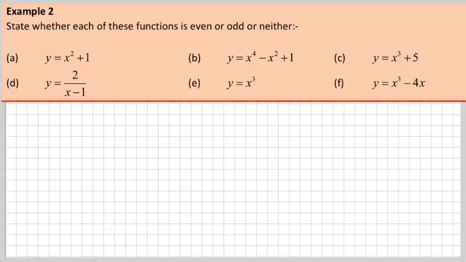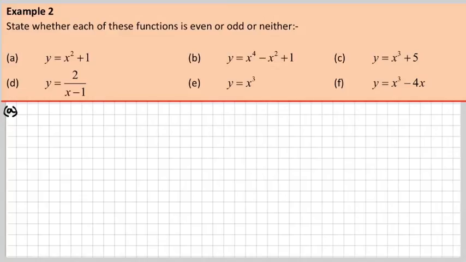Okay, example 2, we have to state whether each of these functions is even or odd or neither. Very interesting. Let's have a look. What about A? What do you think? I think that's a definite even function. Some of these you can work out just intuitively. Some of them it's a little bit harder, but you can always apply the algebraic test, which I'm about to show you.